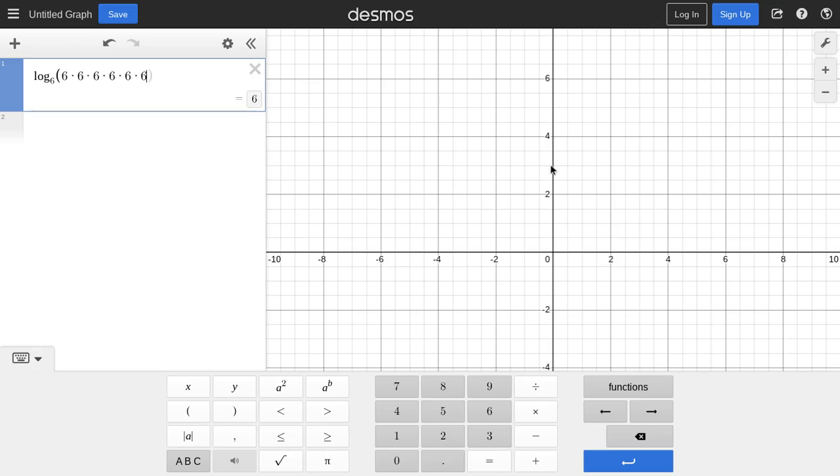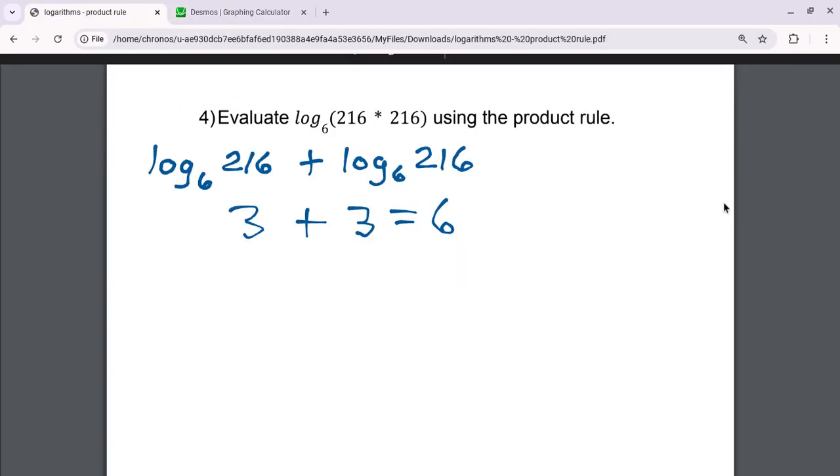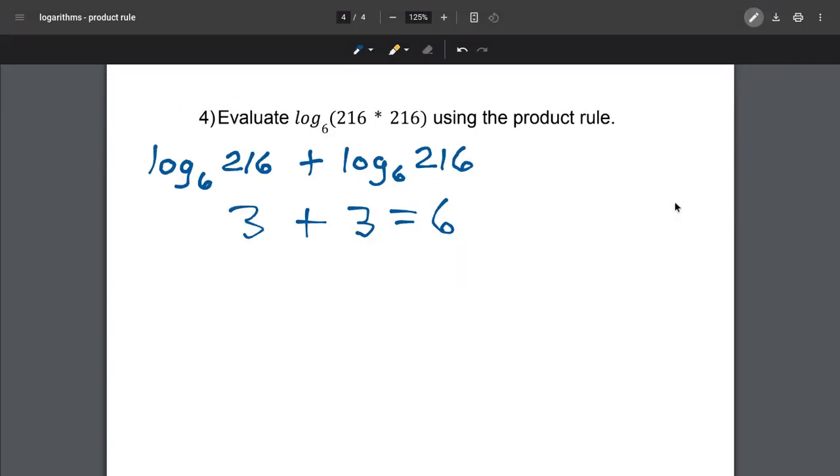Okay, hopefully this video started to illustrate why the product rule does work and how to use it.